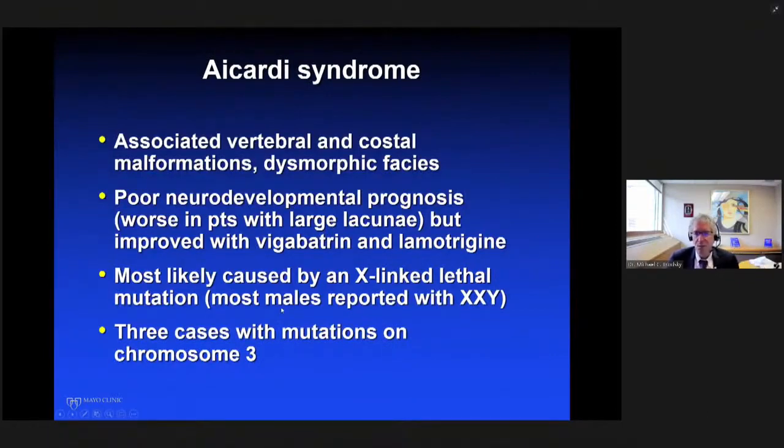And so some have rib abnormalities, some have dysplastic facies. And the seizures are now treatable with vigabatrin and lamotrigine. And so that's one that's just pathognomonic and they always show on the boards. And so you want to know about that. So I better stop here before somebody hits the gong.